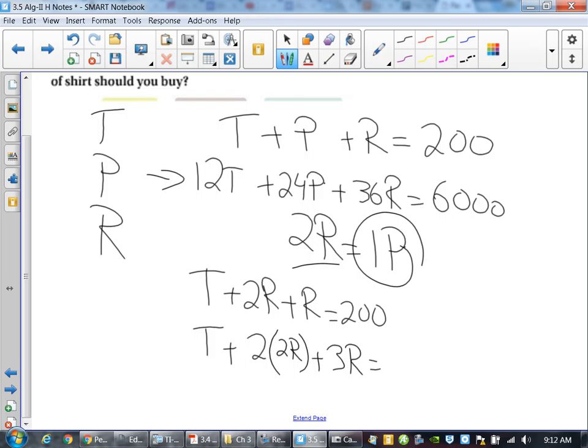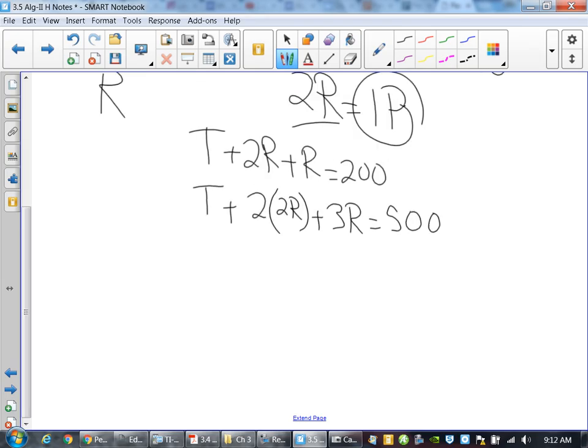R equals 3. And that's 50, right? No, 500. No, wait, 500. I believe that's correct after I simplified out. And then you wind up with T, 3R, 7.